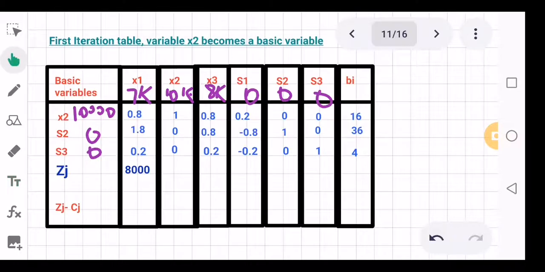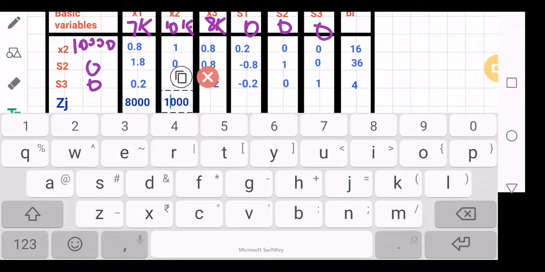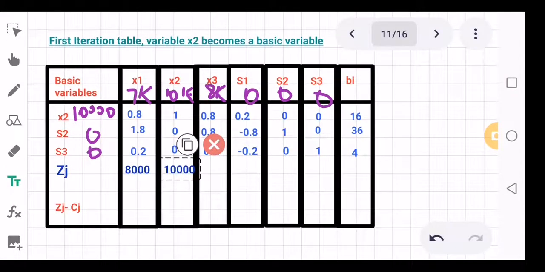Similarly, we need to calculate values for this. Zj value for this column will be what? 10,000 into 1, 10,000, plus 0 into 0, 0, plus 0 into 0, 0. So your Zj value is going to be 10,000. Okay, so this is the Zj value.